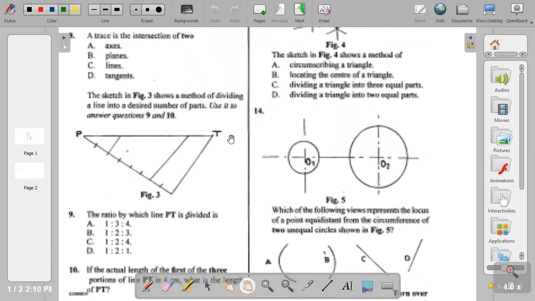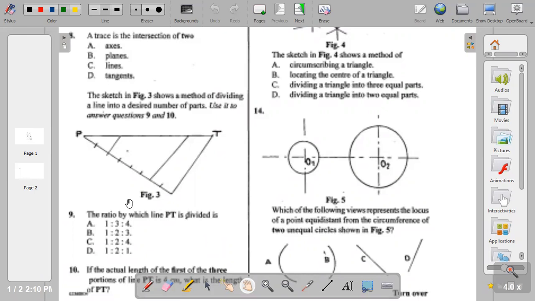We move on to question 9. The sketch in figure 3 shows a method of dividing a line into a desired number of parts. Use it to answer questions 9 and 10. Question 9. The ratio by which line PT is divided is, this is line PT. Now the ratio is A, 1:3:4, B, 1:2:3, C, 1:2:4, D, 1:2:1.